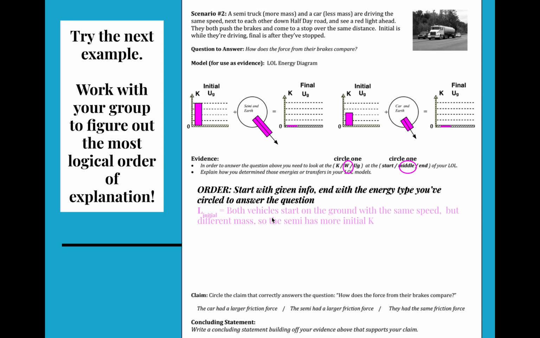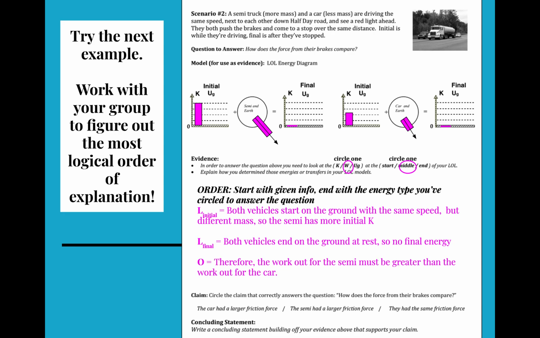So I'm going to start with what was given to me, the initial, and I'll end with the work in the middle. So for my initial L, I can say that both vehicles start on the ground with the same speed, but they have a different mass, so the semi must have more initial kinetic energy. Now I'm going to skip to the end, the final L. Both vehicles end on the ground at rest, so they have no final energy. And now I'll go back to that transfer. Here's what I'm trying to figure out.